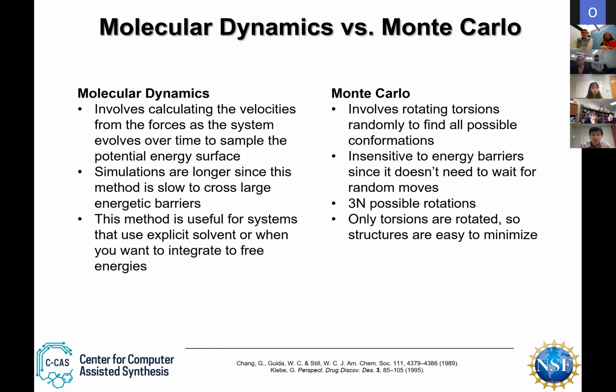And so for our group, we primarily use Monte Carlo to do conformational searching, which involves rotating torsions randomly to find all possible conformations. Since you're only rotating the torsions, you don't have to worry about energetic barriers, and you don't have to wait for random movements to find all possible conformations. It usually rotates the torsion, for sp3 type movements, by 120 degrees, or if it's an sp2 hybridization, usually 180. So to find all possible conformations, we do 3 to the n. And since only the torsions are rotated, these structures are usually really easy to minimize.